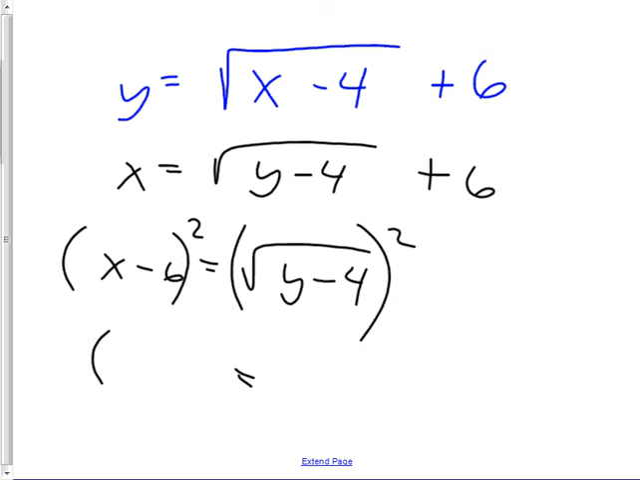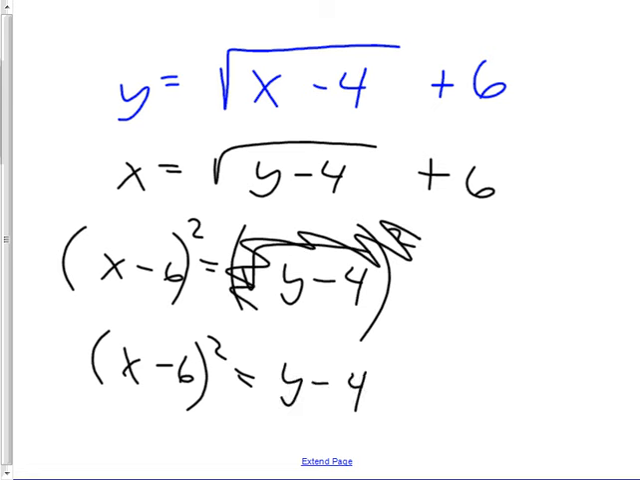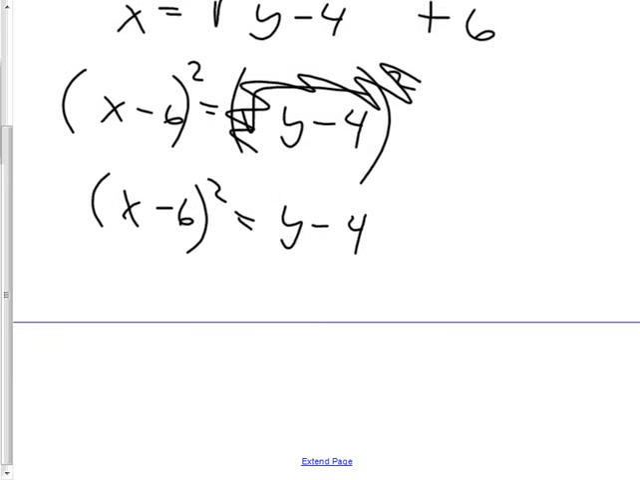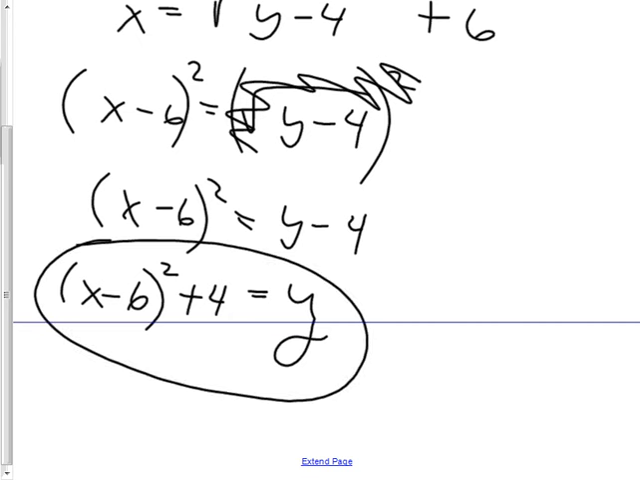Do I actually have to multiply this out? Not necessarily. Y minus 4. Is y alone yet? No. But if I just add 4 to both sides, I'll have it alone. And look at this. It looks like a parabola that's been shifted 6 to the right and up 4.